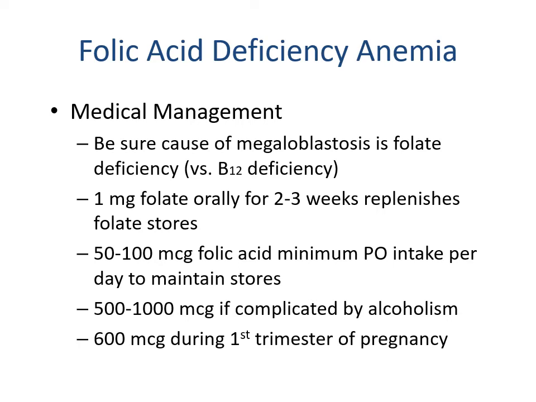So the medical management: first we need to make sure that the megaloblastosis is folate deficiency and not B12 deficiency. And then 1 milligram of folate orally for 2 to 3 weeks replenishes folate stores, with 50 to 100 micrograms of folic acid as the minimum PO intake per day to maintain stores, with a recommendation of 500 to 1,000 micrograms if the patient also has alcoholism, and we recommend 600 micrograms during the first trimester of pregnancy to help reduce the risk of neural tube defects.